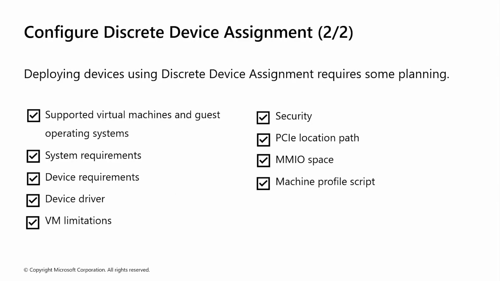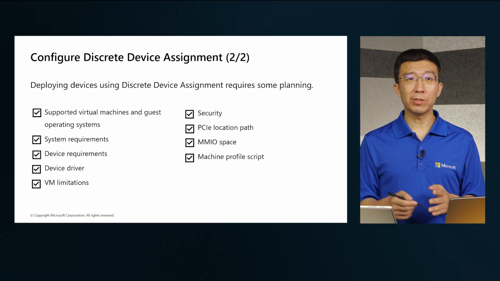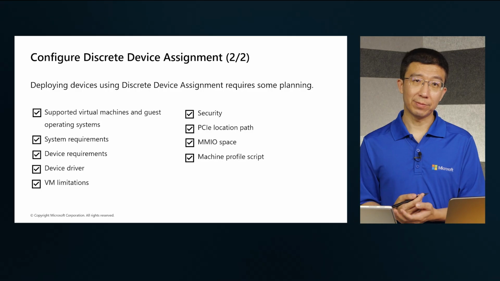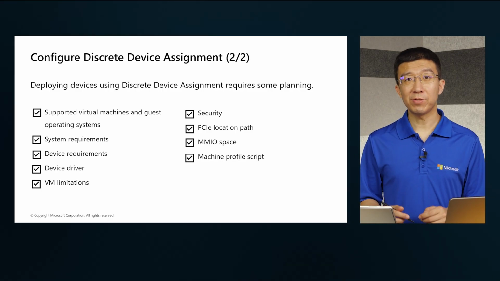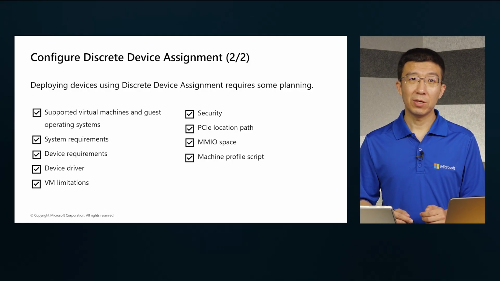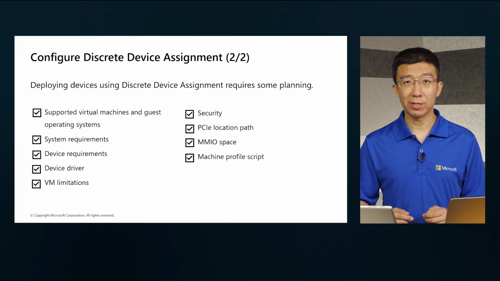Deploying discrete device assignment requires careful planning. First, make sure you are using supported virtual machines, either Generation 1 or 2. Second, running Windows 10, Windows 11, Windows Server 2016 or later. Your system must have server-class hardware with the PCIe control capabilities. When selecting devices, always check compatibility. It is essential to install the appropriate device driver within the virtual machine.